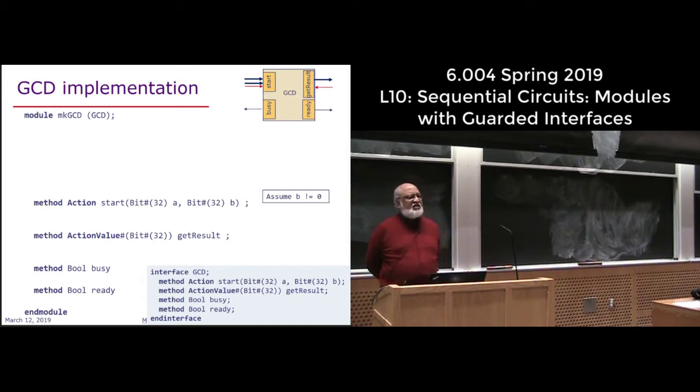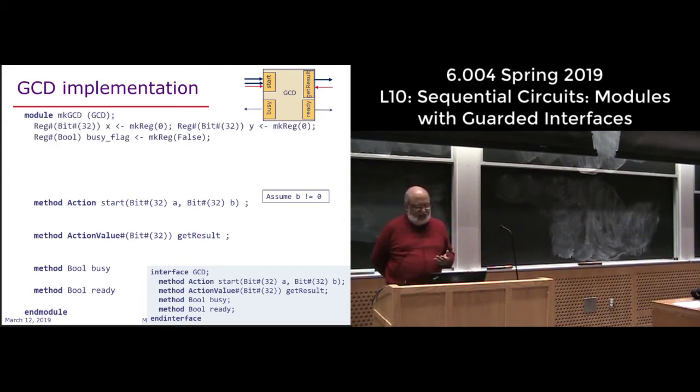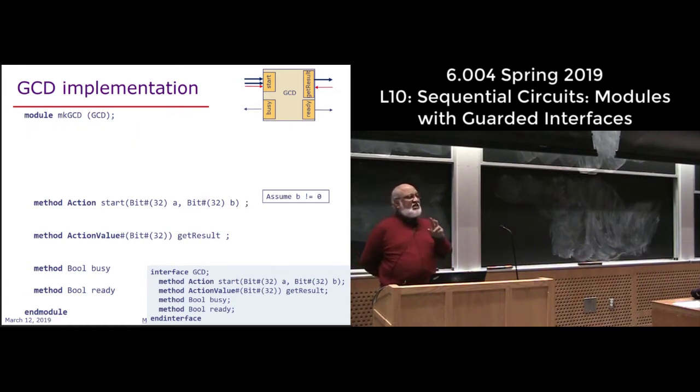So the first thing to understand is, how do I fill this body, right? I'm writing a module, and it's a convention, though you can name it whatever you want, I'm calling it makeGCD. I want you to make me a module of this type GCD. And the very first thing I do is instantiate, and because the type is GCD, I have to support all four methods, and therefore I have written down the headings of those methods over here. So you see there is a start action method, a getResult action value method, a bool method busy, and a bool method ready. So we have to write down the definition of all these four methods in order to define an implementation of a module.